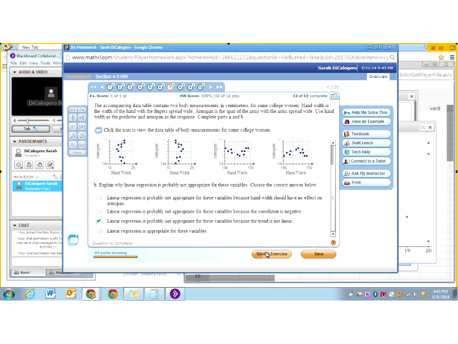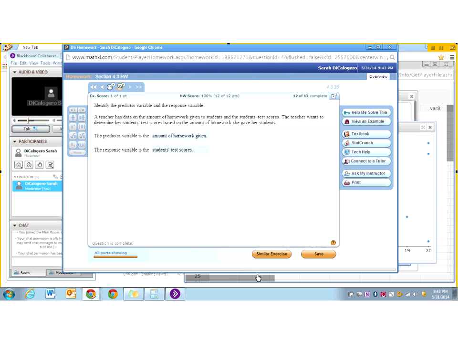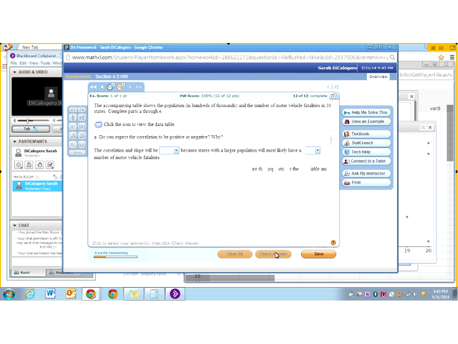There you go. All right, so now let's go look at number 12. I worked through these before I did this, so I'm going to click here. It says the accompanying table shows the population in hundreds of thousands and the number of motor vehicle fatalities in 10 states. Complete parts A through E.